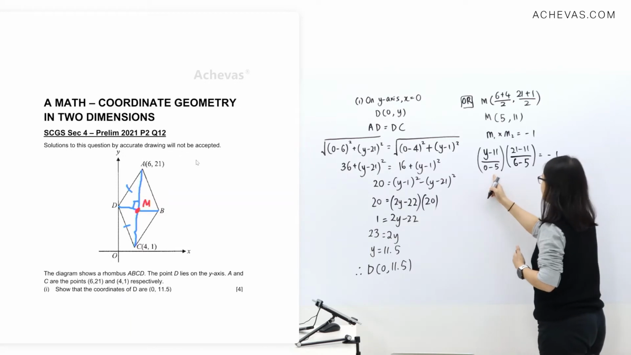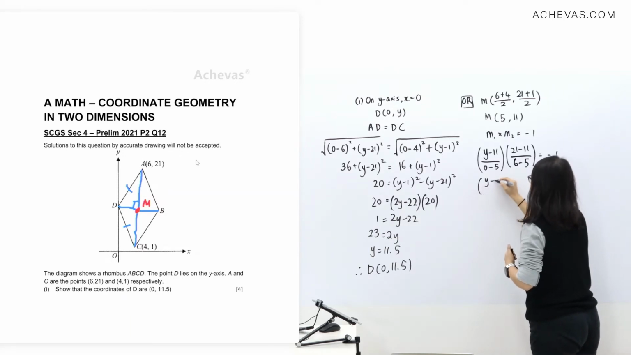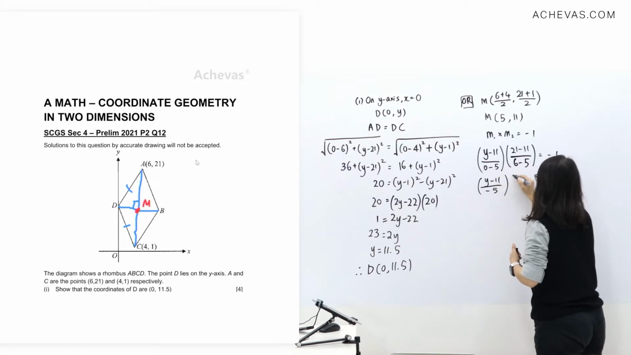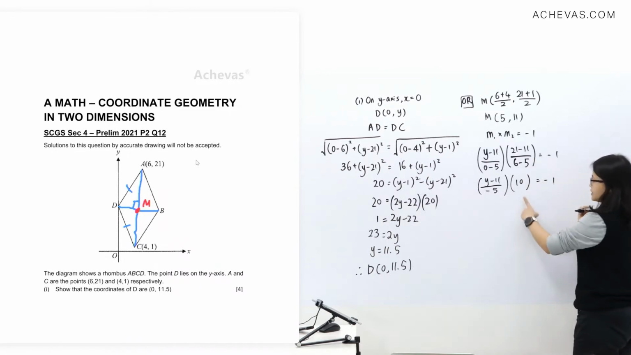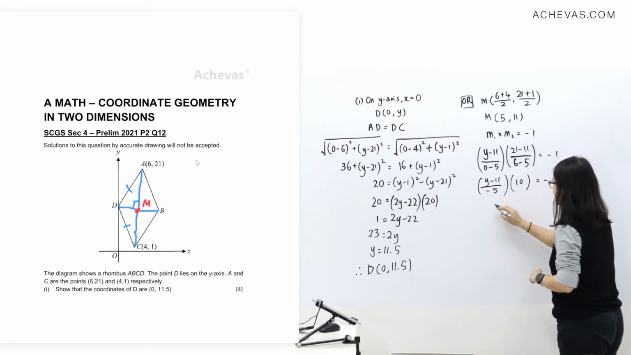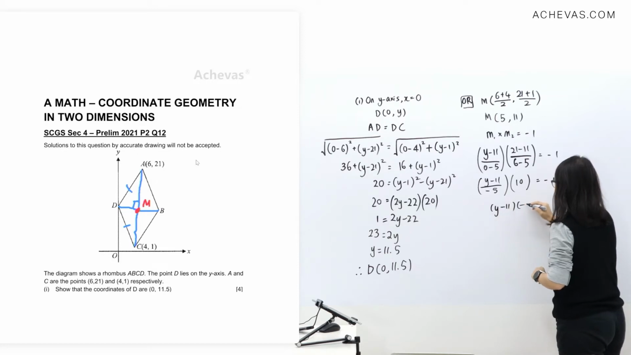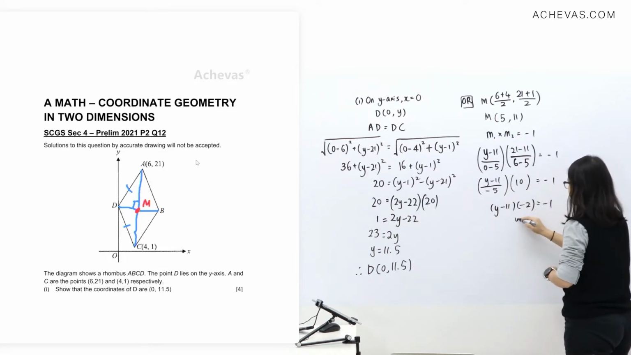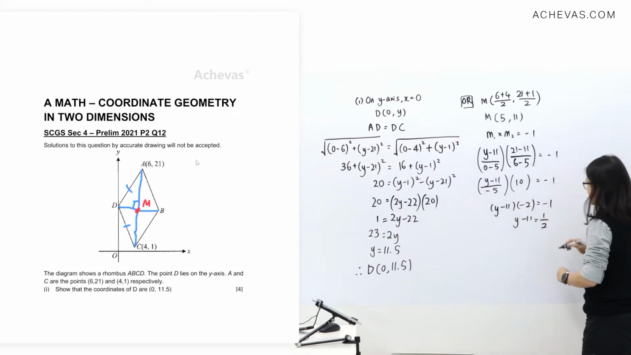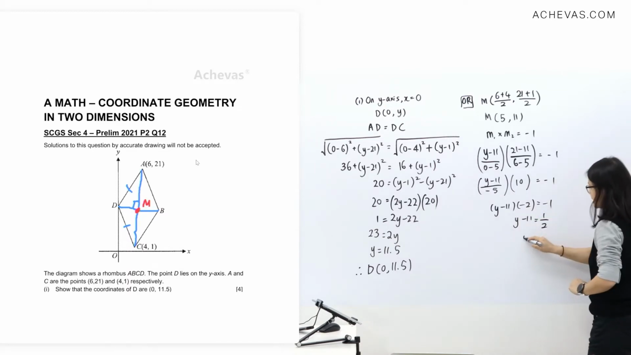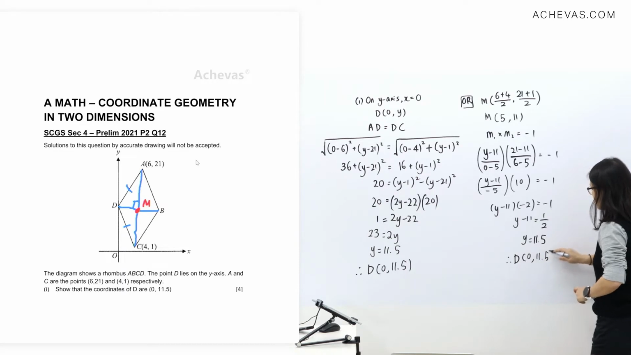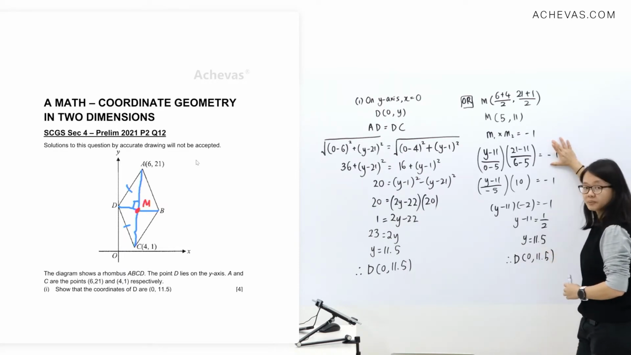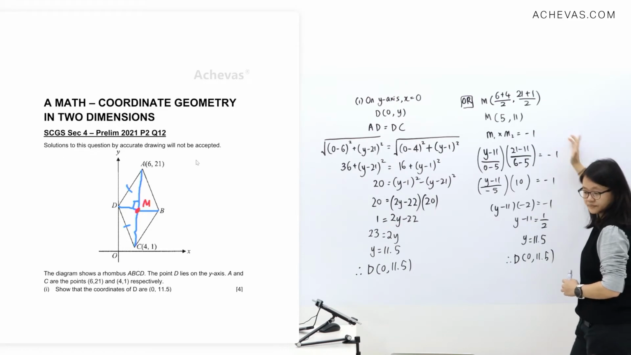Then simplifying this, we have 10. Division, 10 divided by 1, you have negative 2. Moving over, you have a half here, divide. So you have y equals 11.5. You will reach the same answer here using a different property of rhombus.